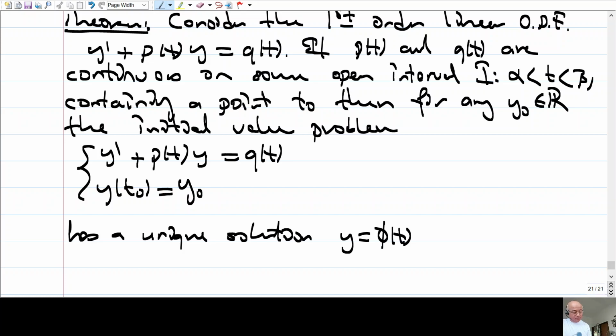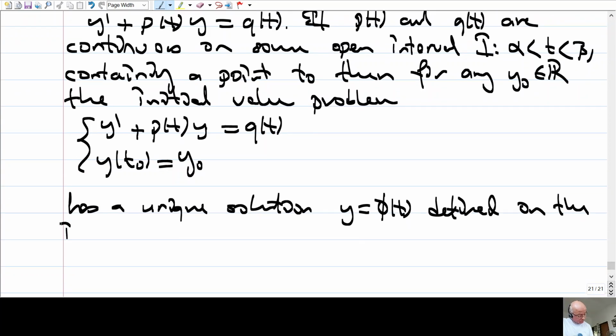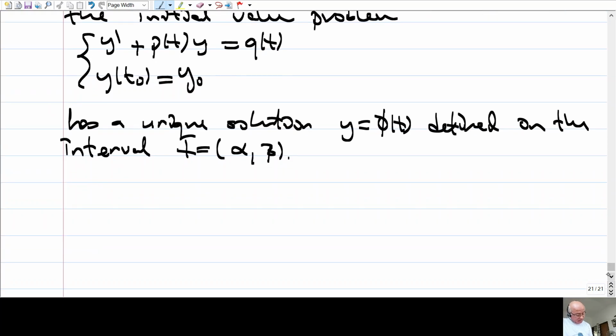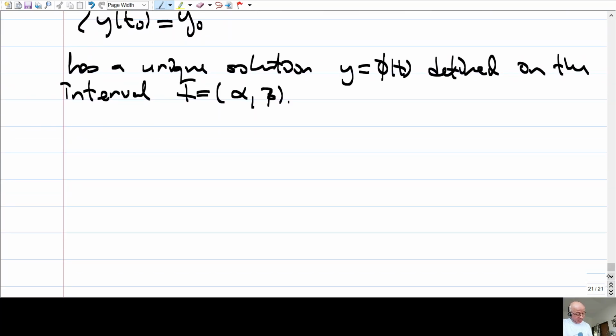Okay, defined on the interval I, which is alpha beta. Okay, now let me explain what's going on.